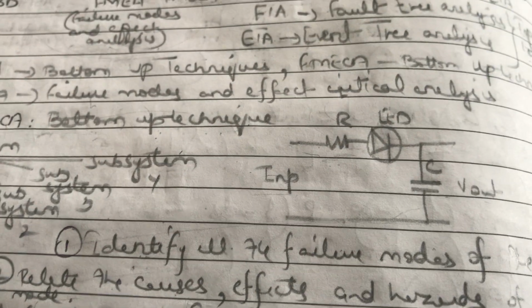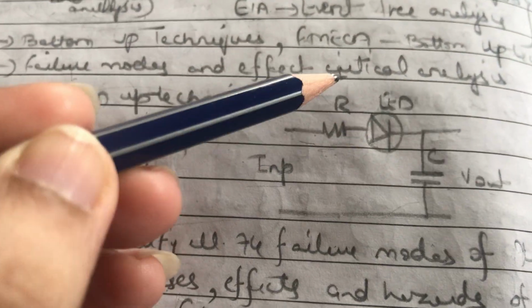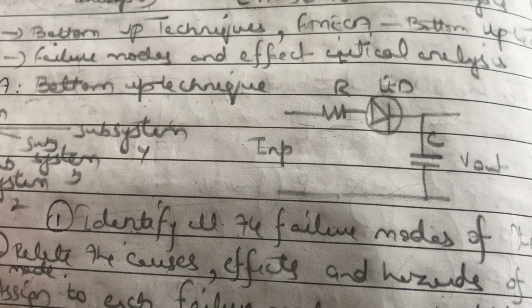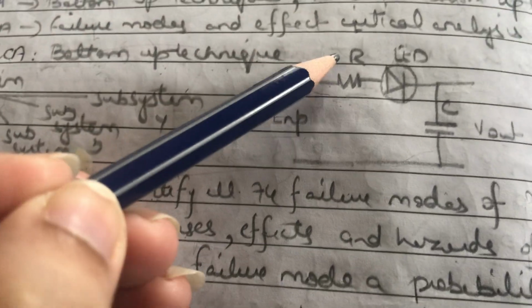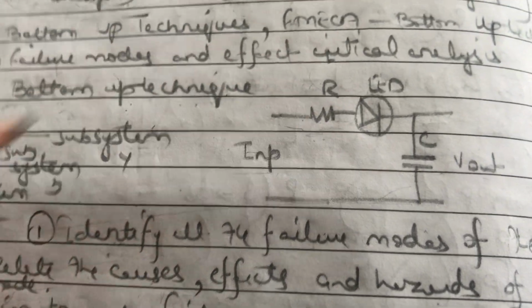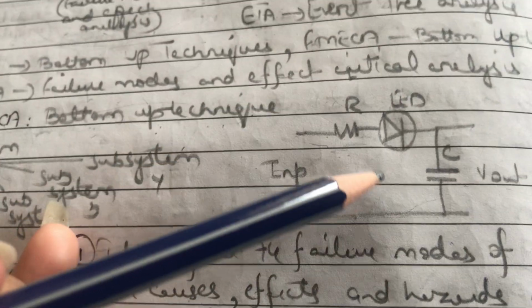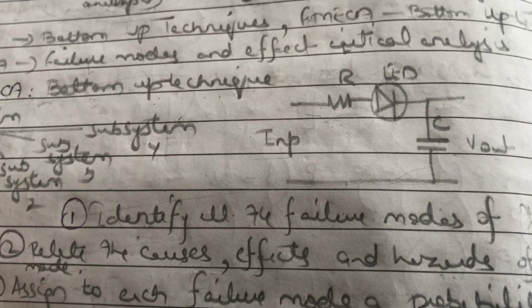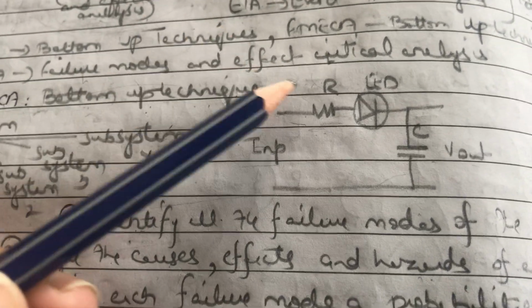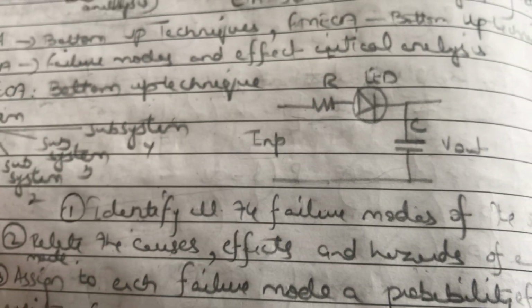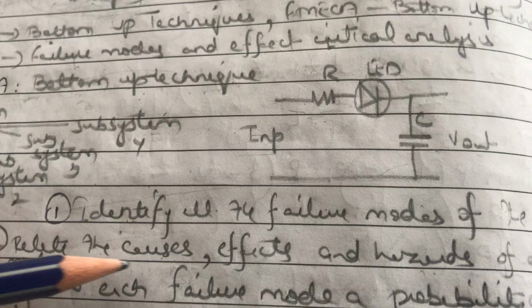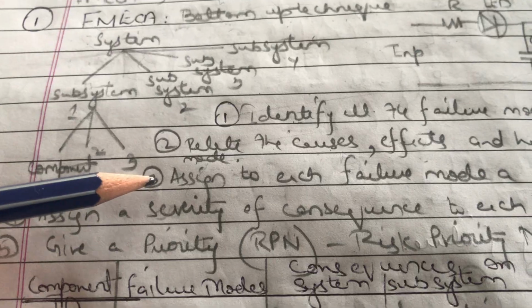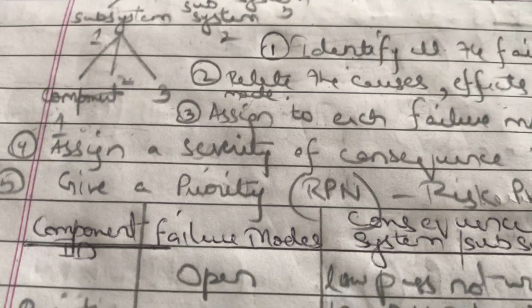For each failure mode, we have this resistor, and its failure modes can be short or open. So in point 2, we have to relate each failure mode, like short, to its causes, effects and hazards, and likewise for the open failure mode. It's really easy, nothing that difficult.